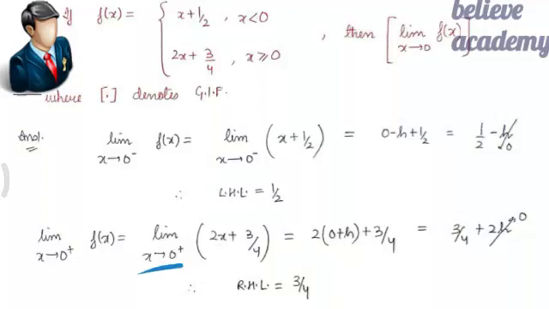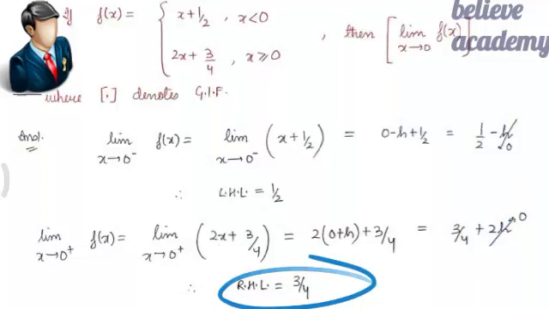that is equal to 2x plus 3 by 4, because we need to take some number which is greater than 0. So greater than 0, what will happen, would lie in this particular thing. So that will be equal to 2x plus 3 by 4. So 2 into 0 plus h plus 3 by 4. So that basically comes out to be equal to 3 by 4 plus 2h, which is equal to 0. So right hand limit is equal to 3 by 4.